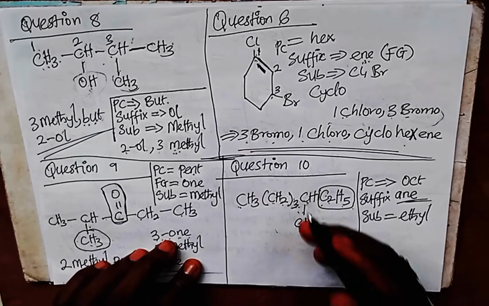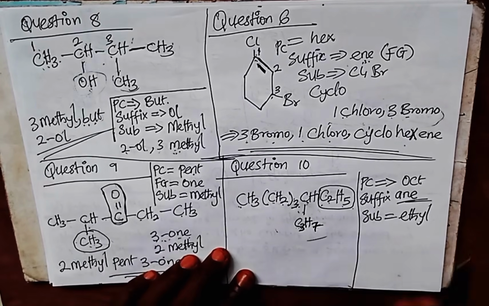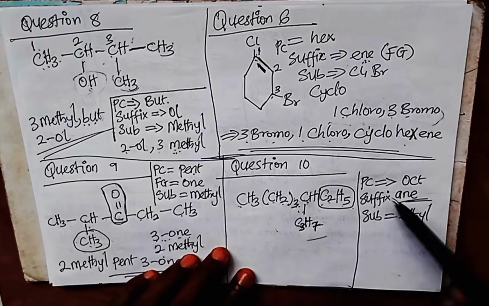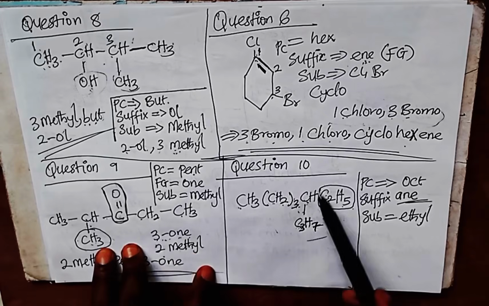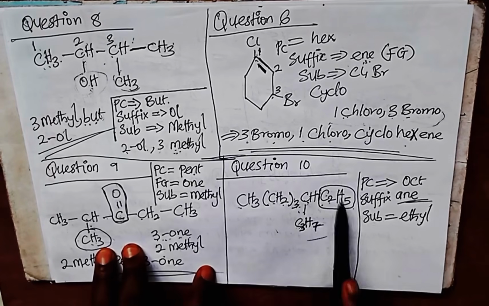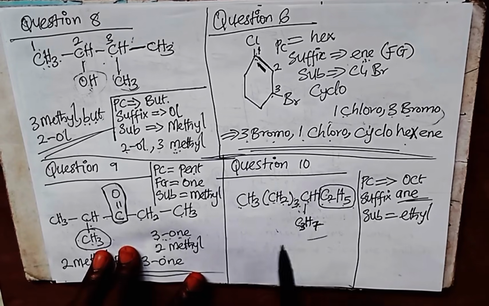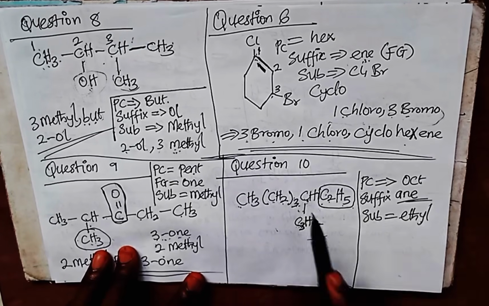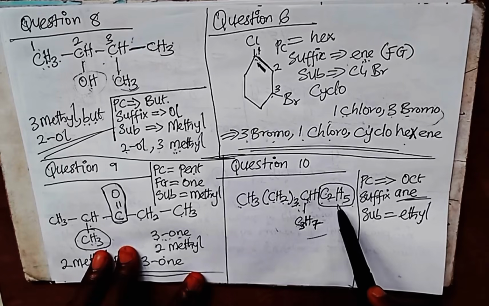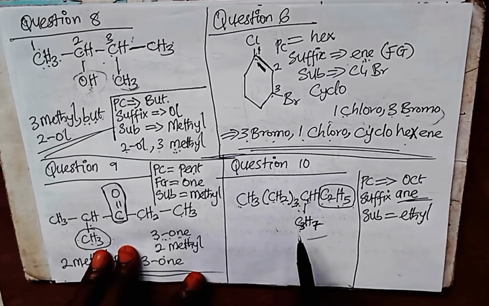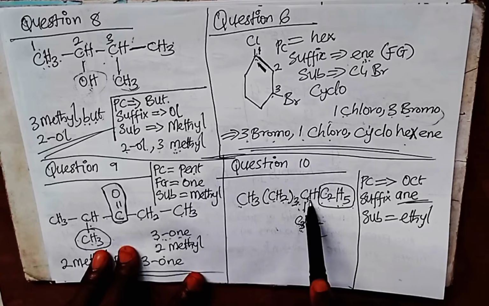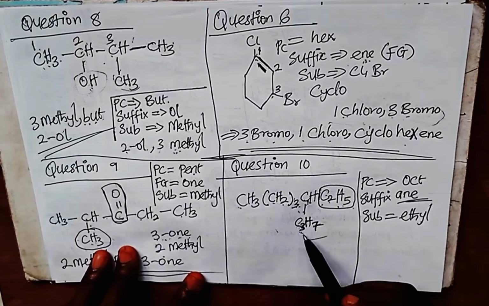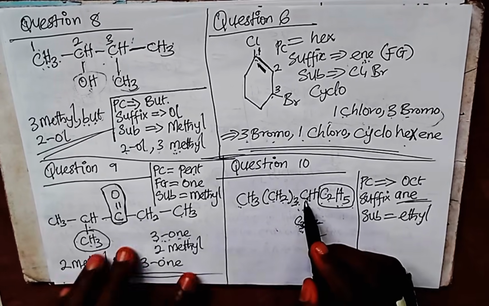We bring everything together and start numbering for the prefix. We number in a way that favors the substituent. If we number from here, 1, 2, 3, 4, 5, we have 5 carbon atoms to the substituent. If we number from the other side, 1, 2, 3, 4, we have 4 to the substituent. Which one do we pick? We pick 4. So we number from here, 1, 2, 3, 4, 4 carbon atoms to the substituent.